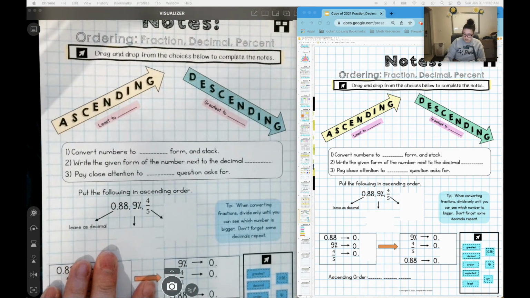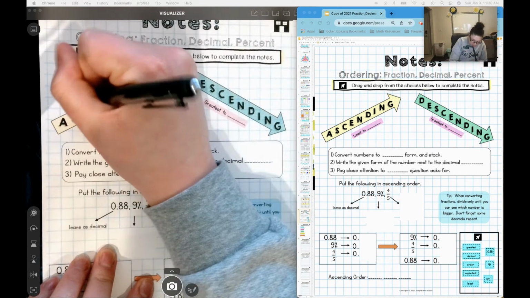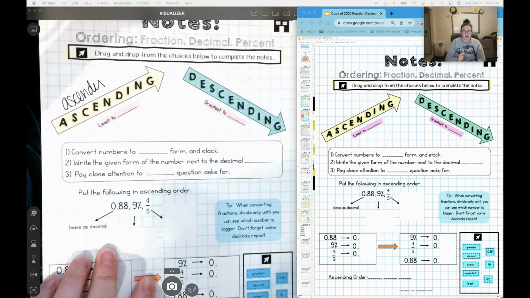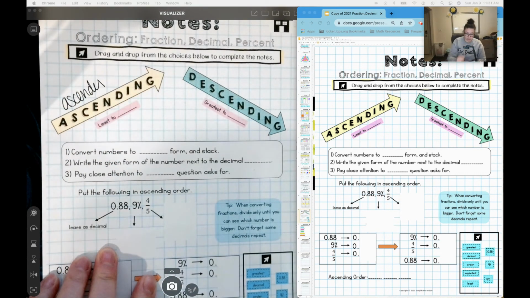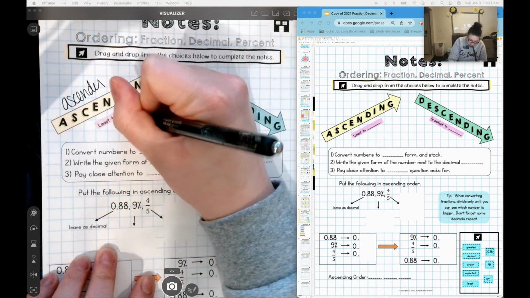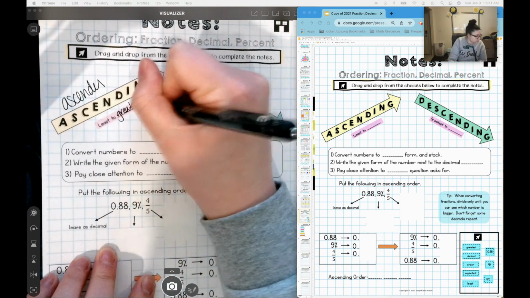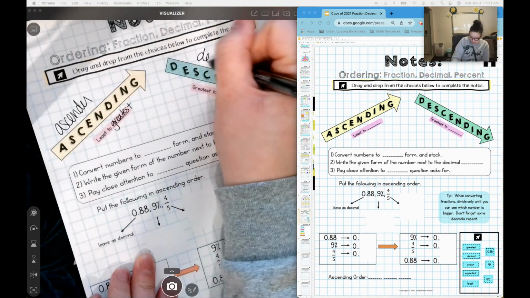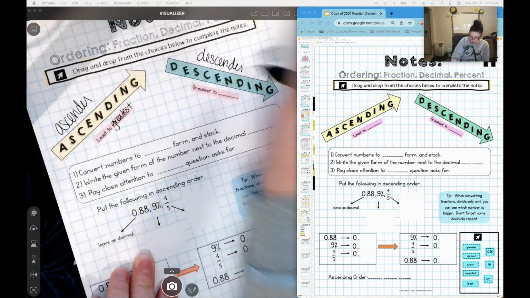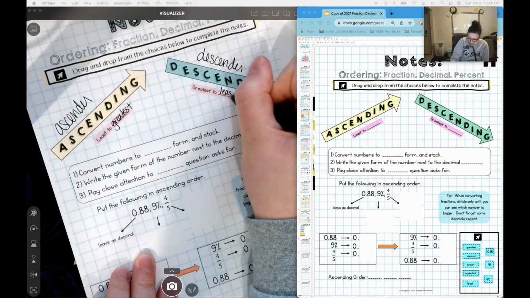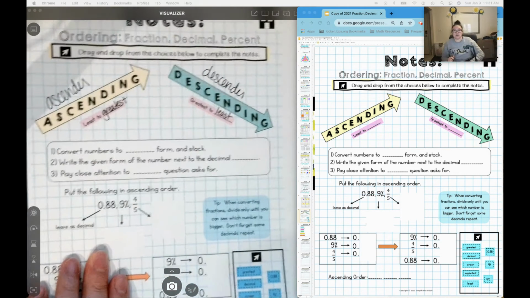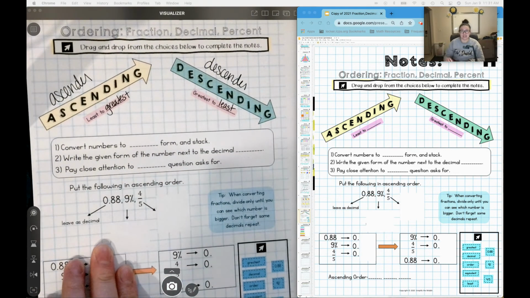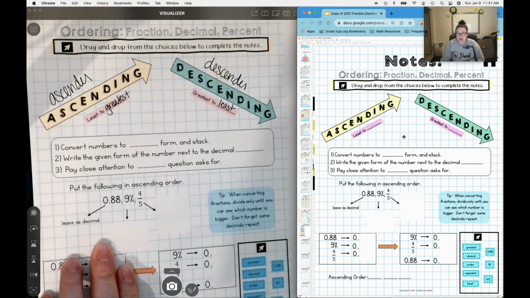So remember that the word ascending looks like ascender. We're going up. So we're going from least to greatest. Descending, descender. We're going from greatest to least. Descending, we're going down. Greatest to least. So again, over here, ascending is least to greatest.